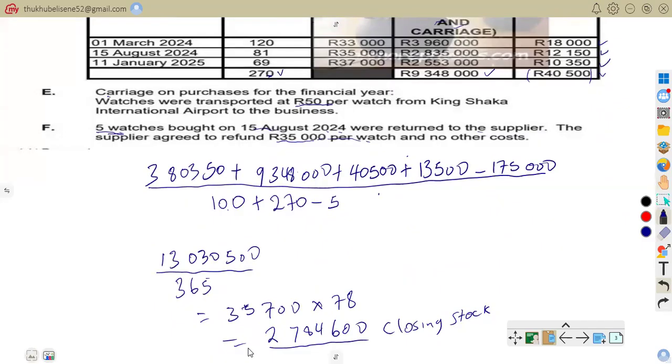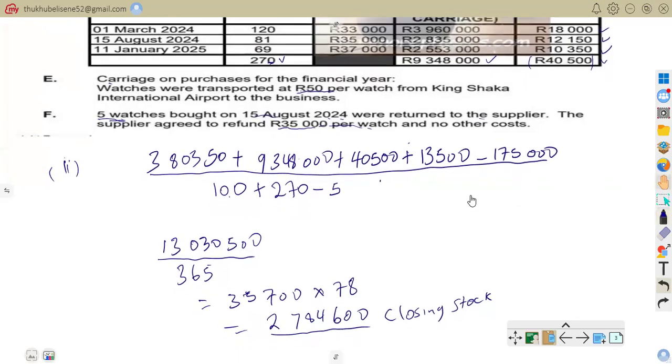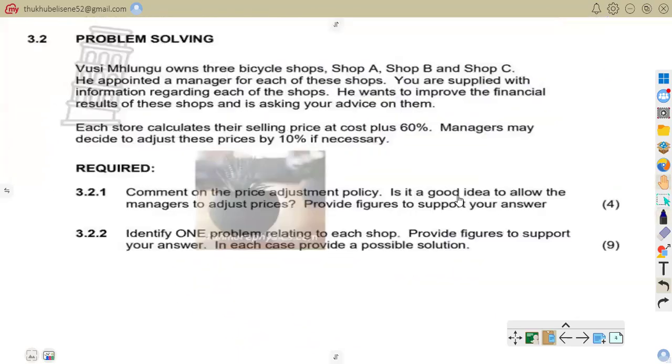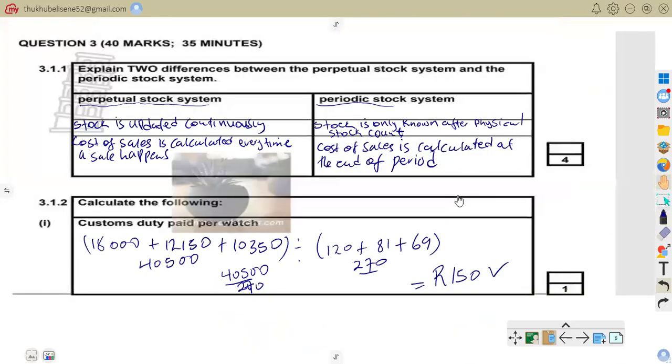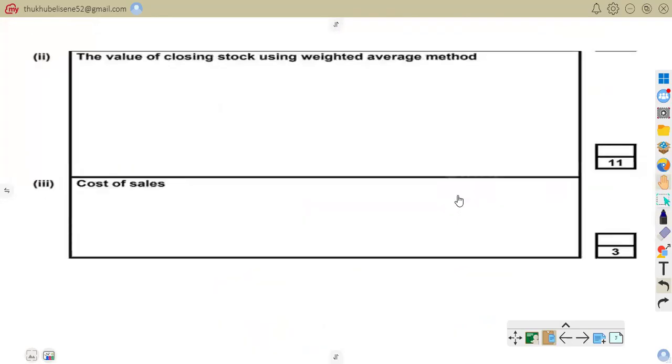So this is for Roman figure 2, because Roman figure 1 was about what? The value of duty per watch. So this is how we calculate it. Hope you understand it. So we can now go and write it in our answer book. The value of closing stock using weighted average. Remember, I have said when you do that, you're going to add all the amounts and then you divide them by the units. So that is that.